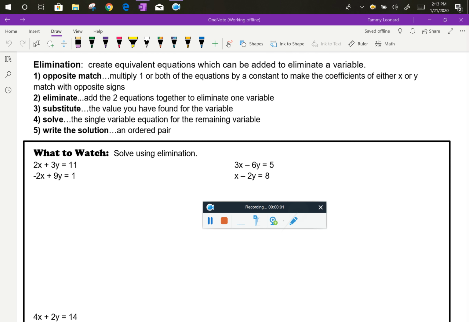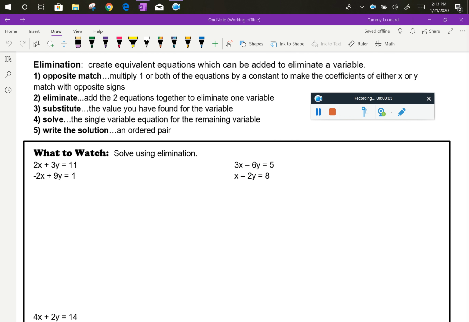The second method for solving systems of equations algebraically is called elimination. The goal of elimination is to eliminate a variable when you add the two equations together. We've got a set of steps up here. Step 1, opposite match. Sometimes we already have an opposite match. Sometimes we have to create one.